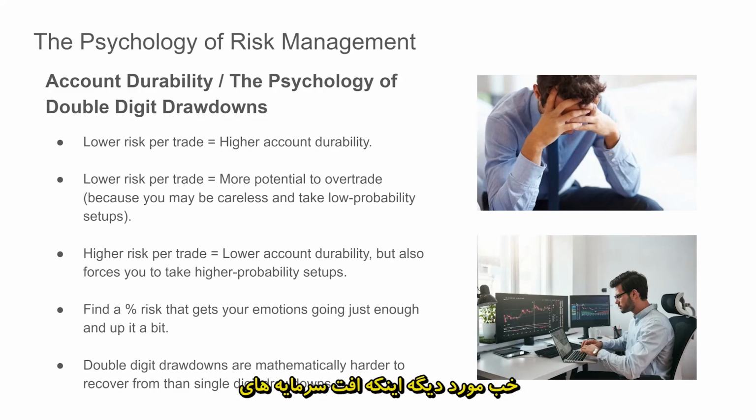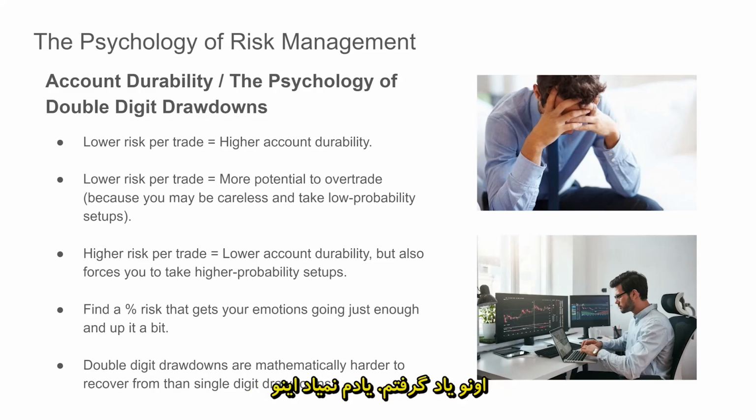So the other thing I wanted to mention: double-digit drawdowns are mathematically harder to recover from than single-digit drawdowns. Obviously, the deeper we go into drawdown, past 10%, that's when it gets a lot more difficult to actually recover. Now, I think there's also a study that talks about double-digit drawdowns being psychologically difficult to recover from as well, but I couldn't find the link to it. I remember learning about it when I first started trading Forex.